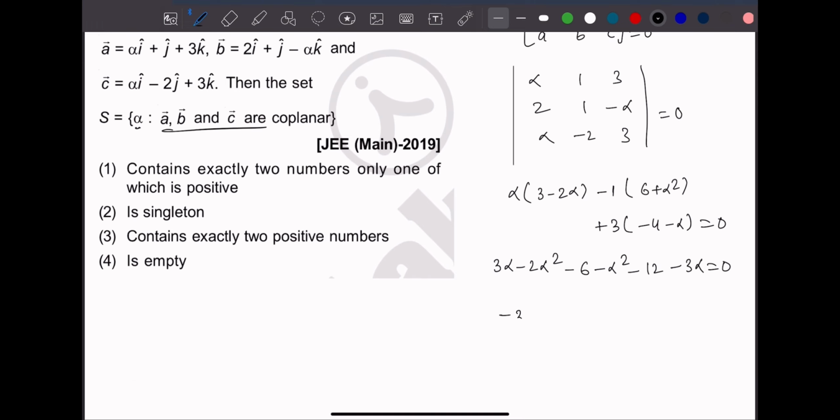So we are getting minus of 3 alpha square. This 3 alpha and minus of 3 alpha cancel out. We are getting minus of 18 is equal to 0, which means minus of 3 alpha square is equal to 18, which is not possible, right? Because a square cannot be negative. So option number 4 is our correct answer for this question. Okay, thank you.